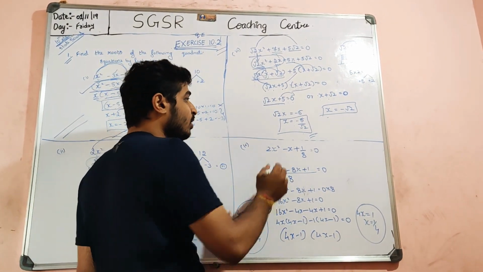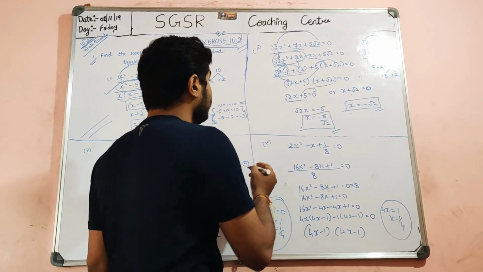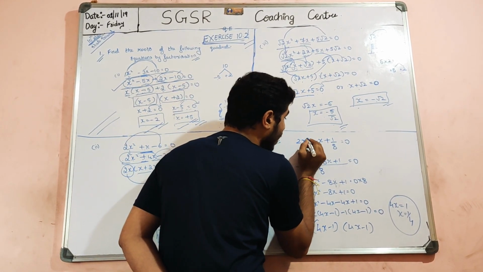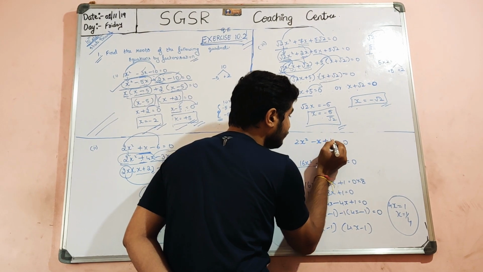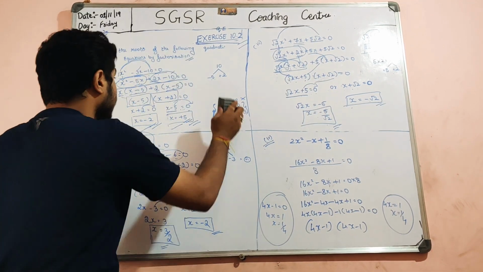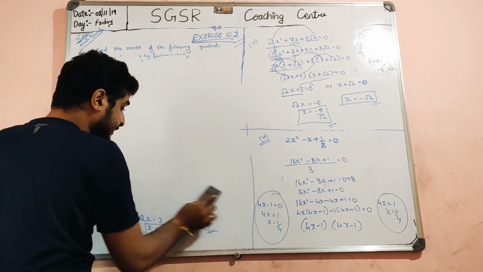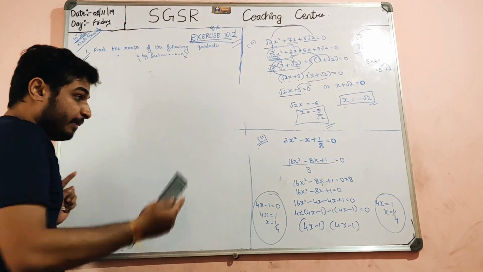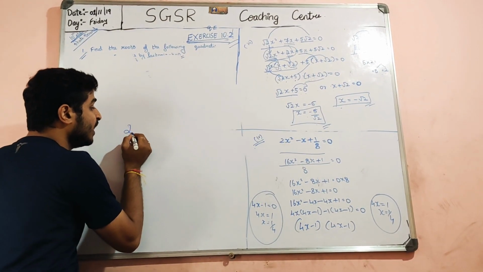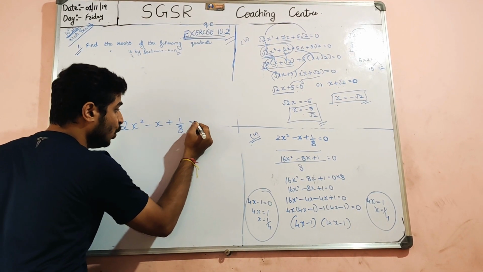Students, all came to know about these equations. Now, the fourth problem of this exercise 10.2 is 2x square minus x plus 1 by 8 is equal to 0, students. Let us discuss how to do the LCM of those numbers. When you are given these types of numbers, you should perform the LCM. 2x square minus x plus 1 by 8 is equal to 0.